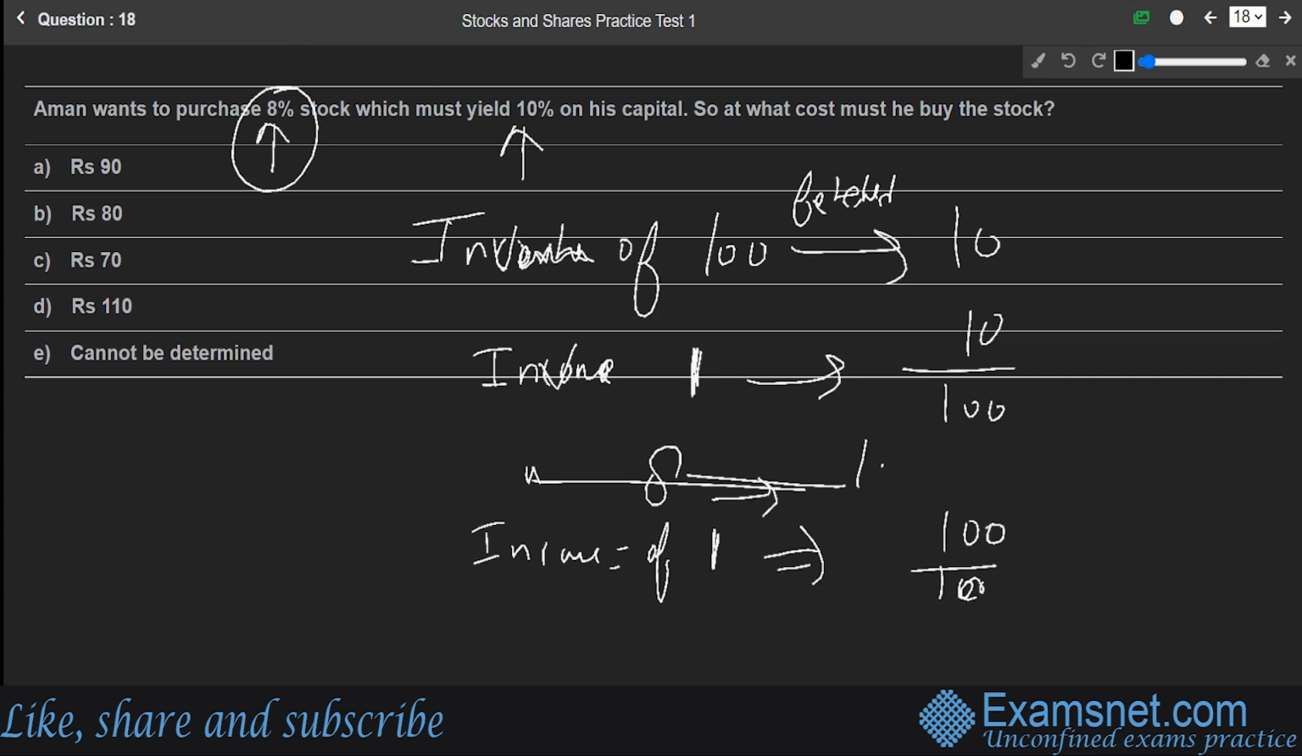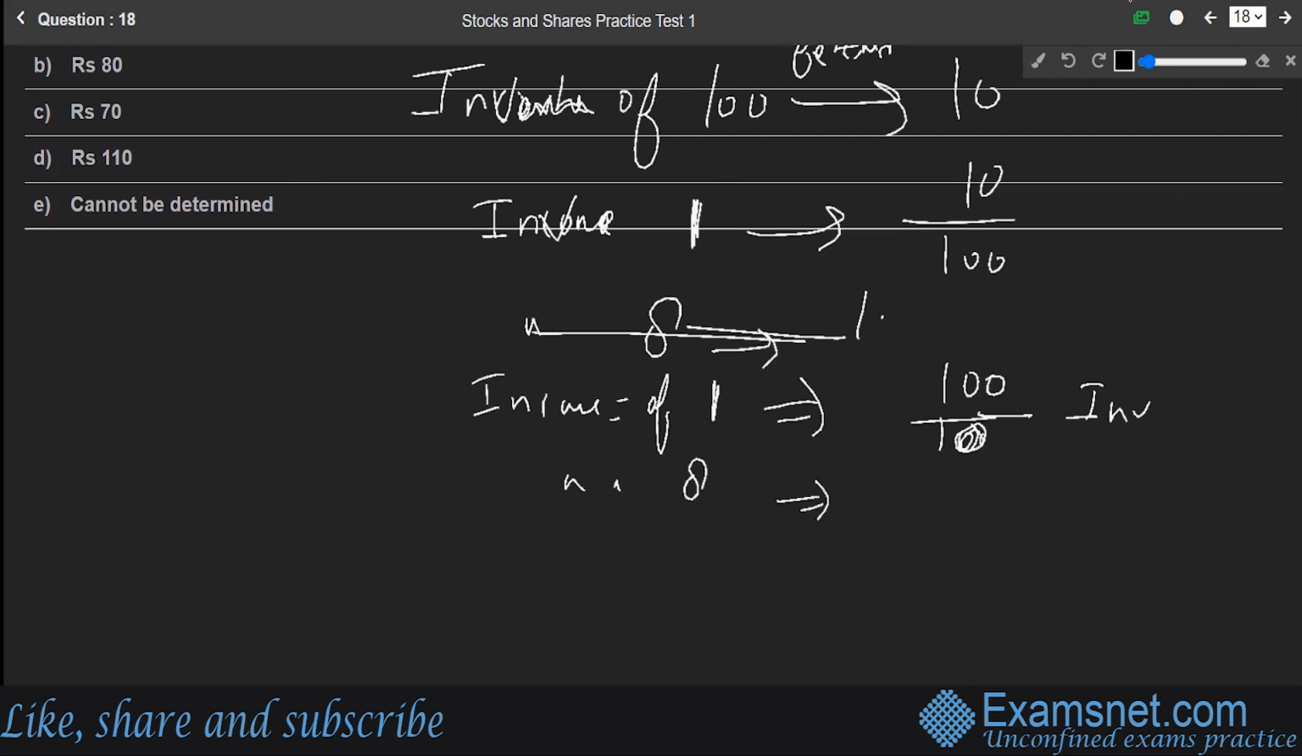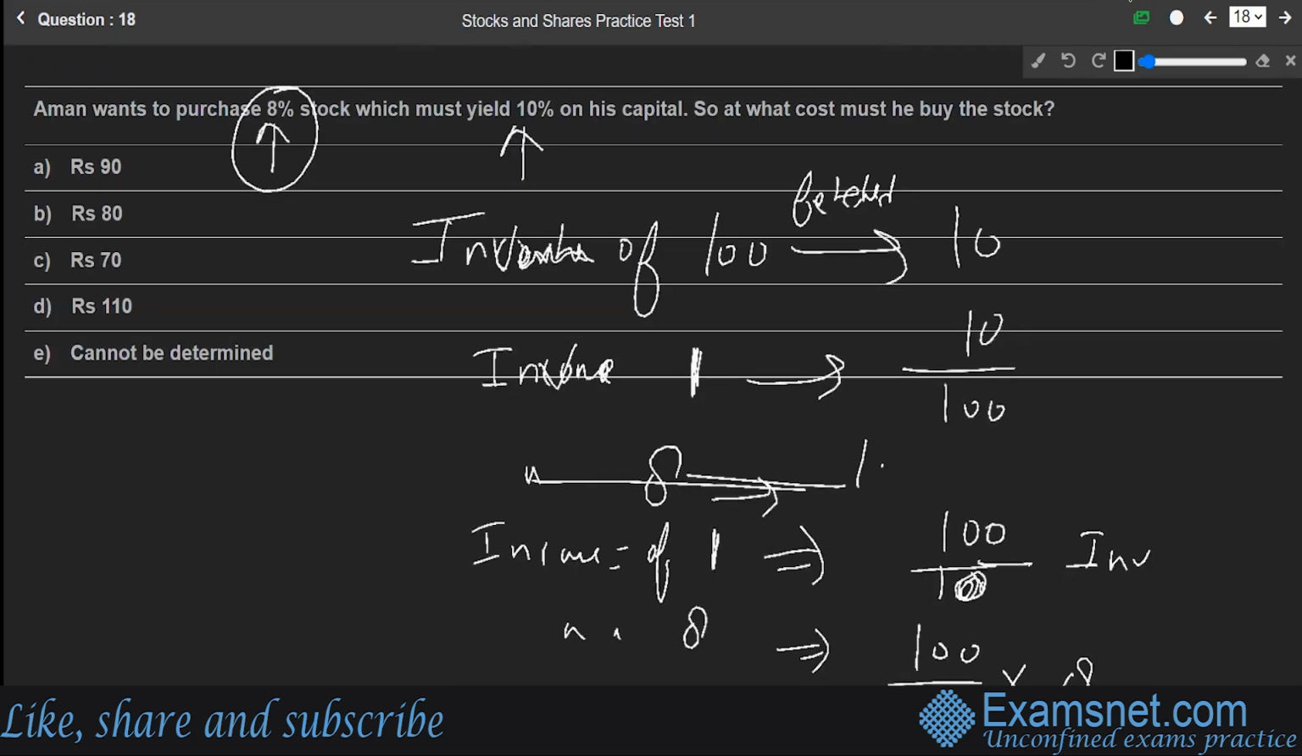That is the invert of that. Investment should be 10 rupees, rather 100 by 10 investment should happen. Income of how much is required? Income of 8 is required, that is 8% stock. So how much should be the investment? That is clearly 100 by 10 into 8, that is clearly rupees 80. So if you invest 80 rupees, you're going to get the 8% stock or the 8 rupees as the income. That is available clearly in option number B, becomes the right answer.